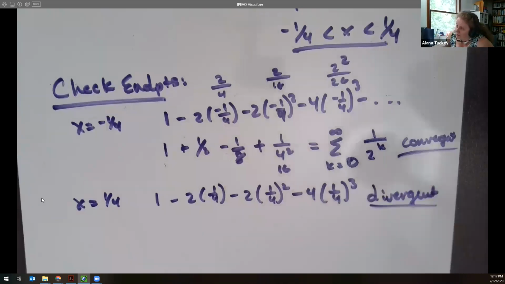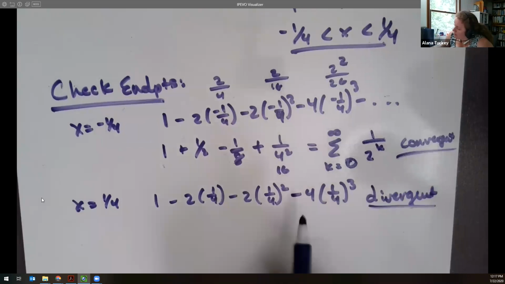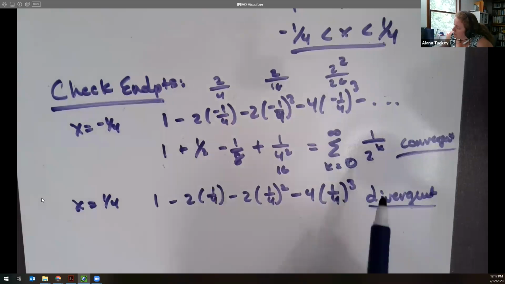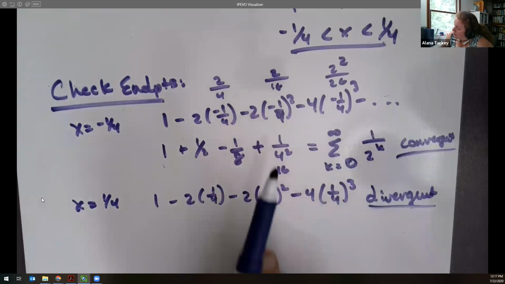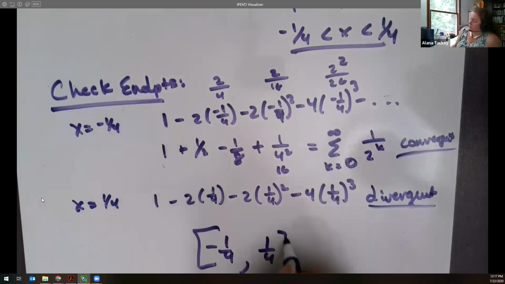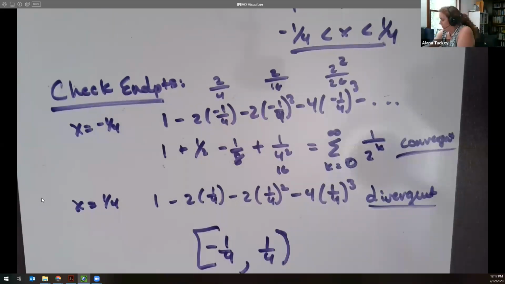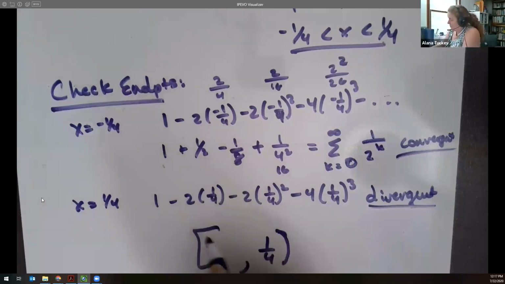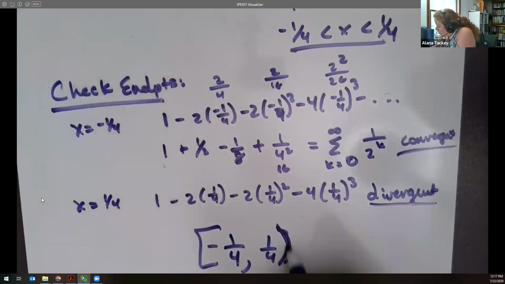I'd have to play with it, but it has to do with this one's alternating, so it survives the alternating series test, as I recall, and this one does not. And so that means that our interval of convergence is negative 1/4 with a bracket and positive 1/4 with a parenthesis. So parenthesis over here, bracket over here.